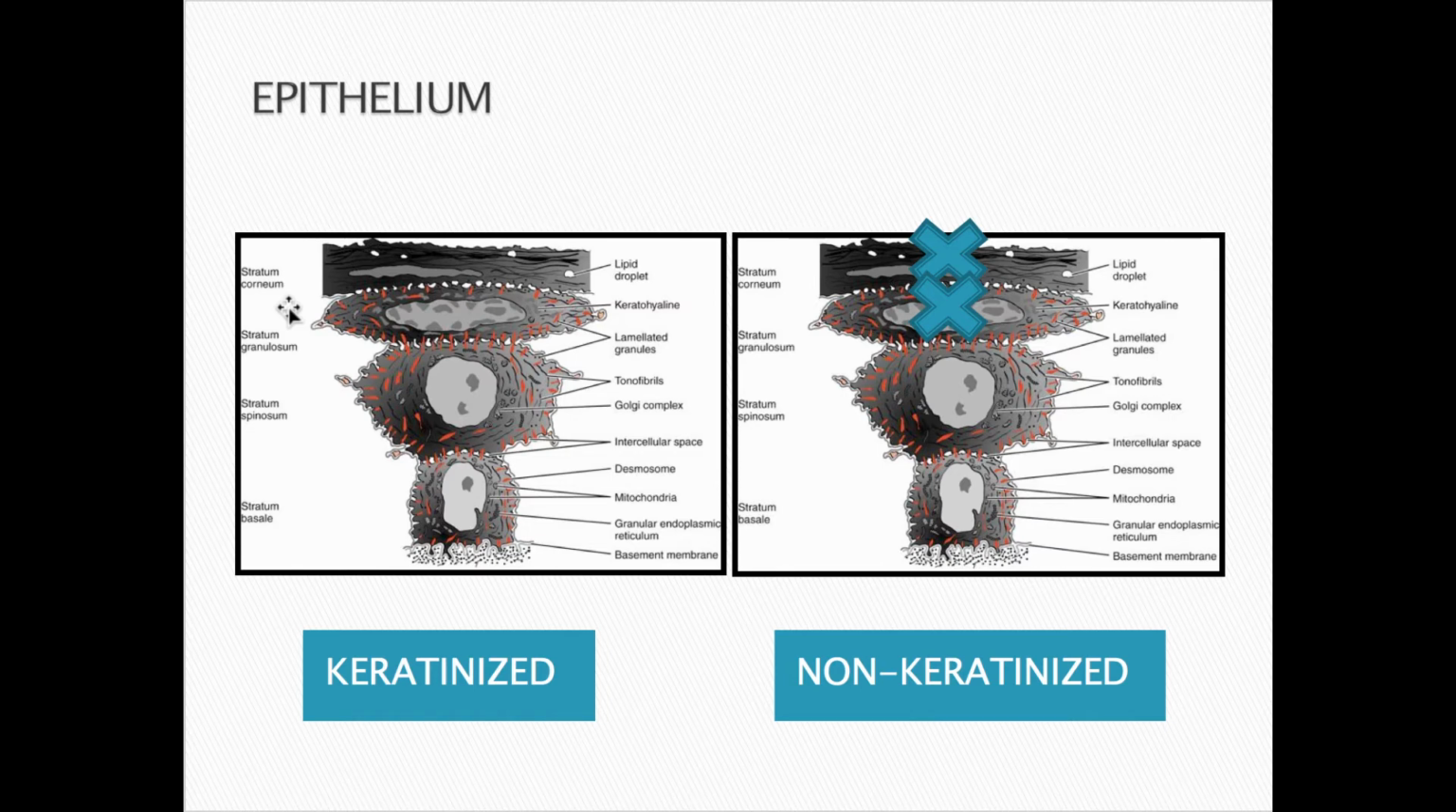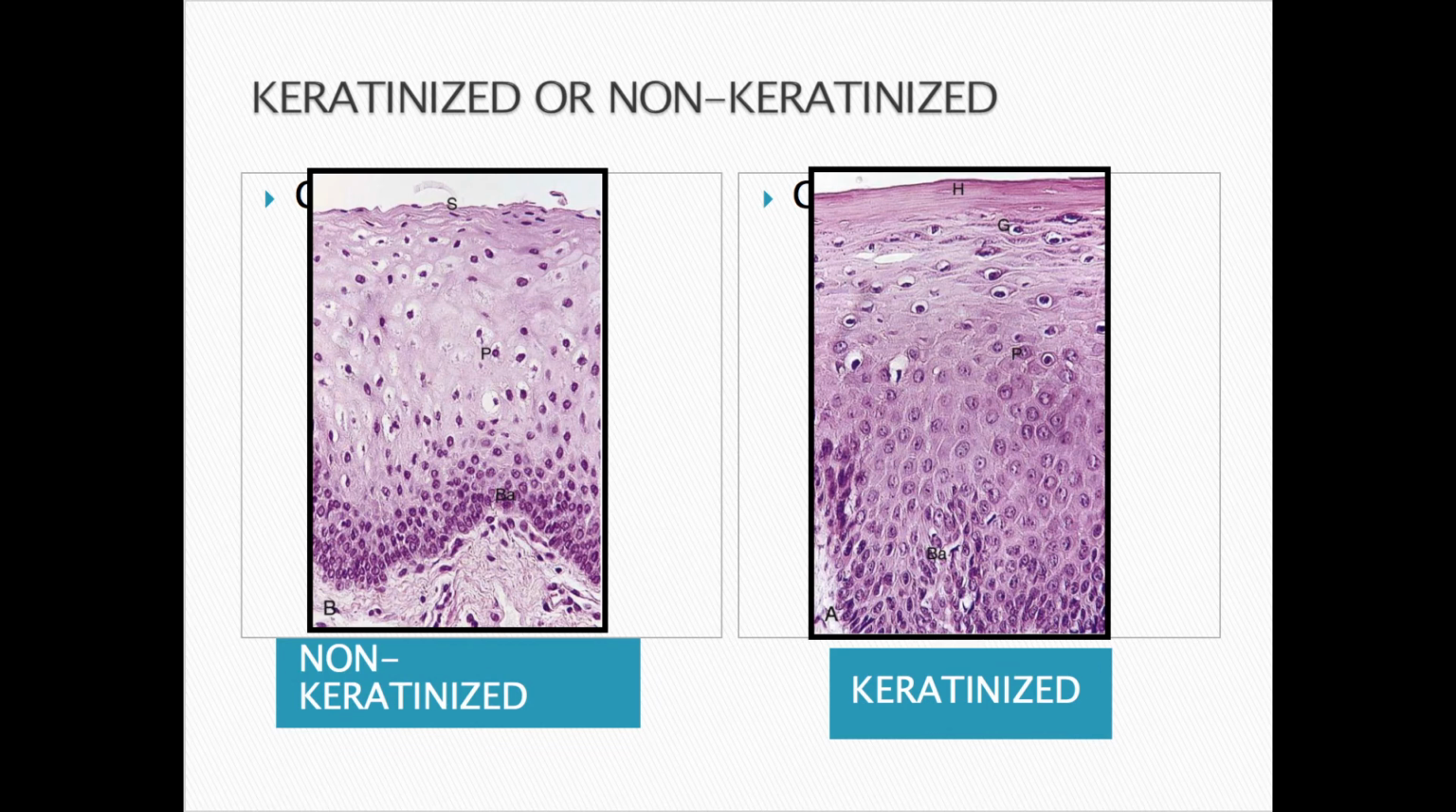Non-keratinized epithelium does not have the top 2 layers, as you see here on the right. It is missing the stratum granulosum and stratum corneum. Here we have a picture of non-keratinized and keratinized epithelium that have been stained with hematoxylin and eosin. You can see the distinct difference between the 2, with the stratum granulosum and stratum corneum missing in the non-keratinized layer.